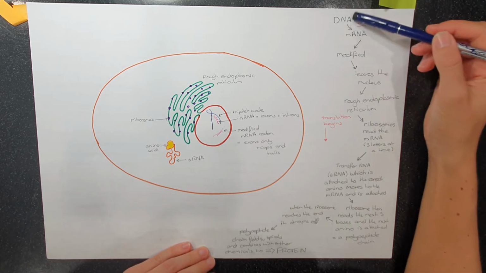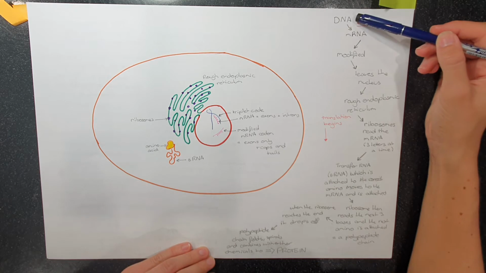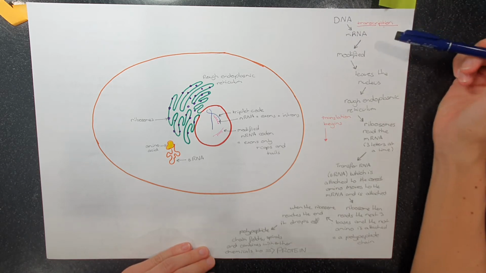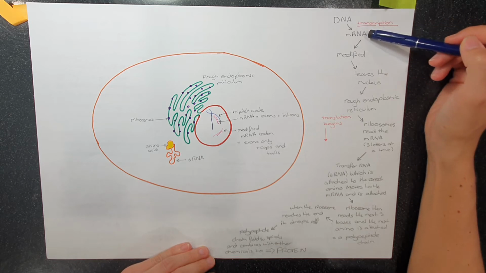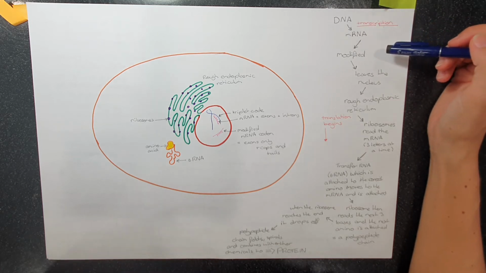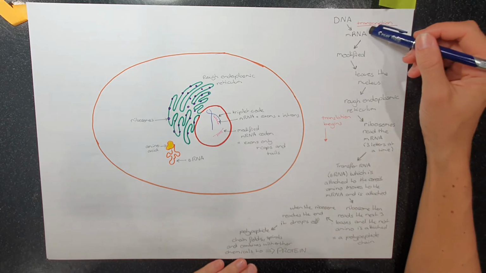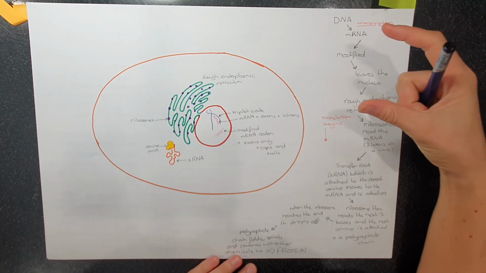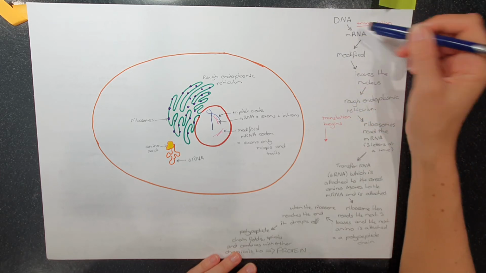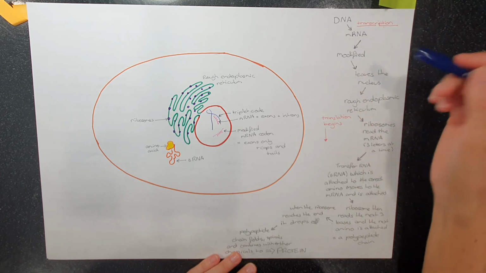It all starts with DNA. Remember, DNA is our code for absolutely everything. Parts of that DNA are transcribed, meaning they're copied, and they're turned into messenger RNA, so mRNA. These mRNA strands look like little pieces of DNA, but only one side of the DNA strand. So mRNA, a little piece of DNA.